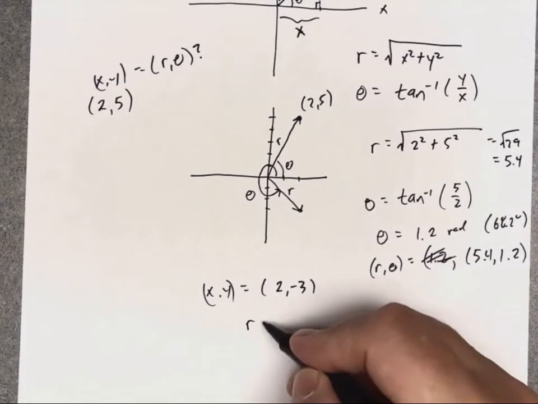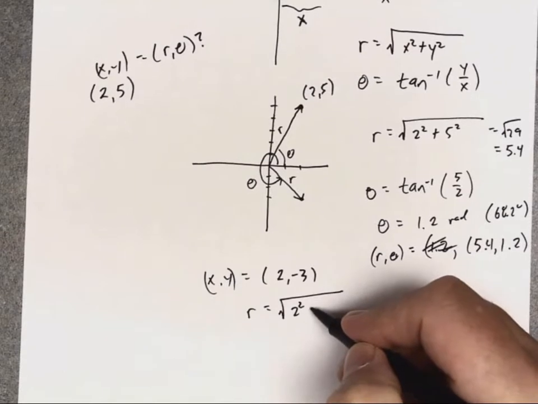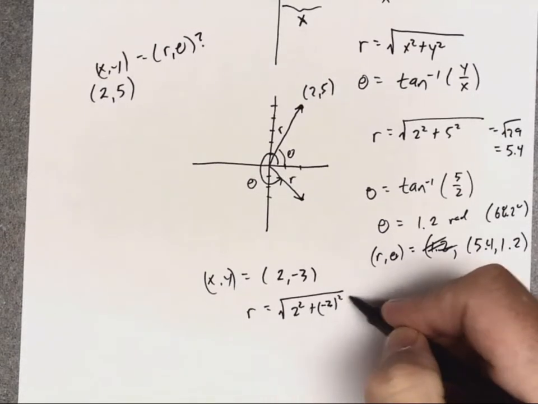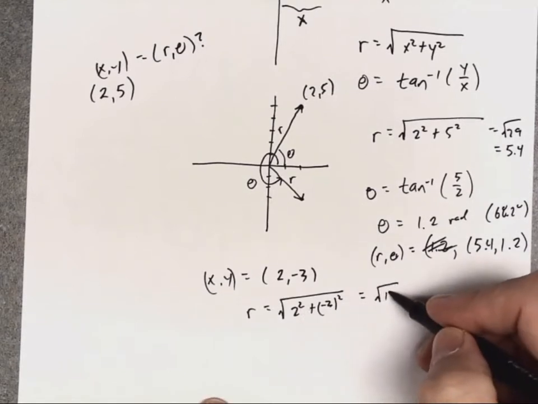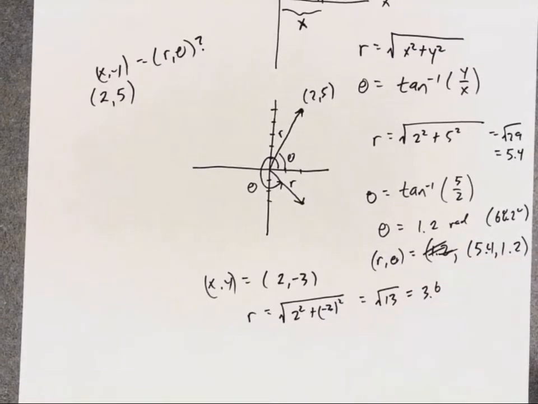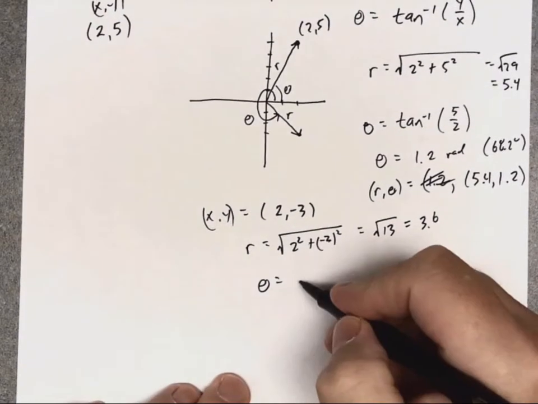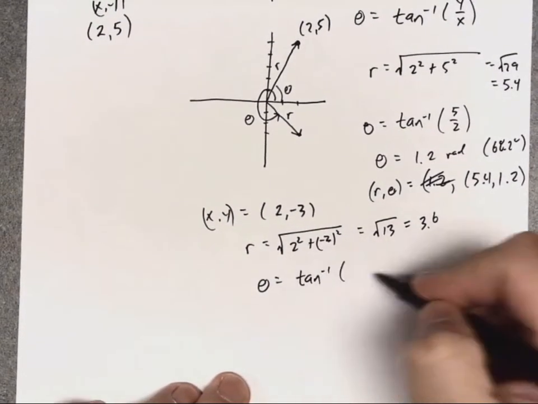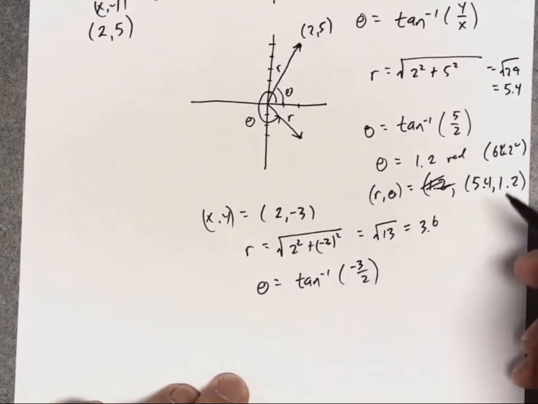Now for this one, 2 squared plus -3 squared, 4 plus 9, so the distance or the length is 3.6. The angle, inverse tangent of y, which is -3 over 2.